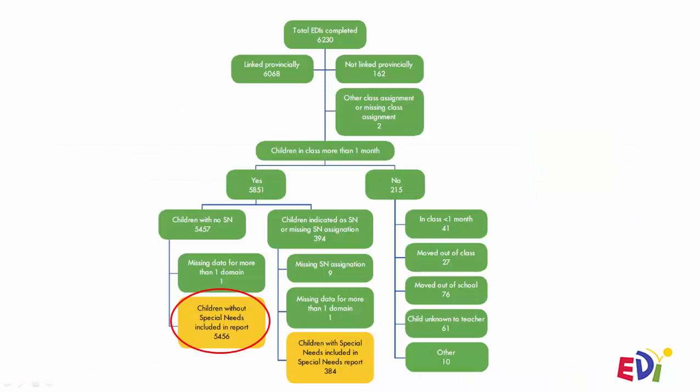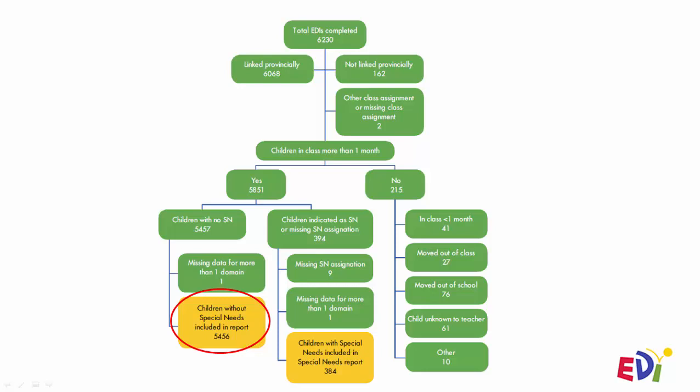There are a few criteria the Offord Centre uses to determine if a child's results will be included in the dataset. One of these is whether or not they have an identified special need. Now, this is something I wanted to highlight for you today. As you can see in the yellow boxes, the main report from the Offord Centre contains only those children in the dataset without an identified special need.